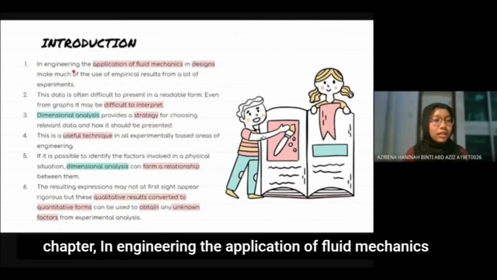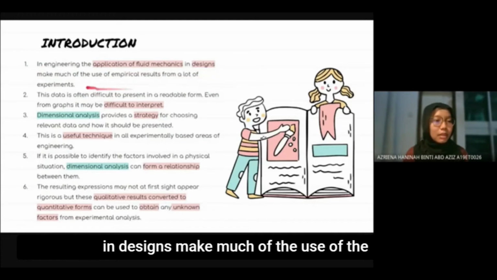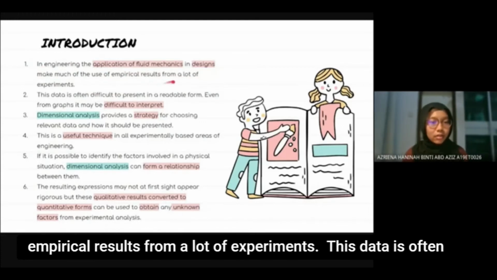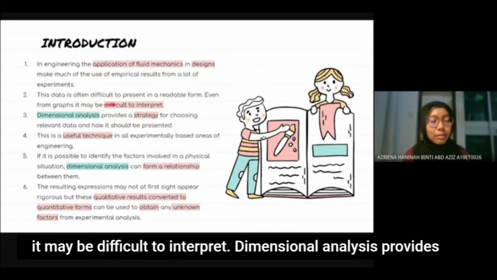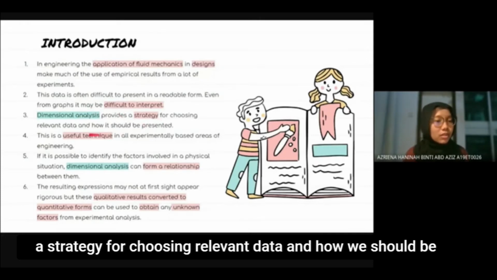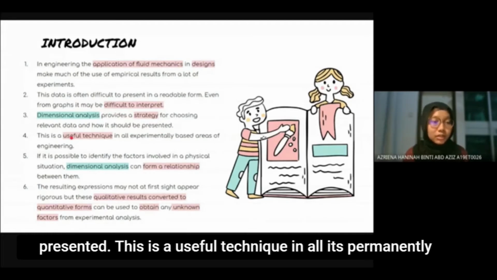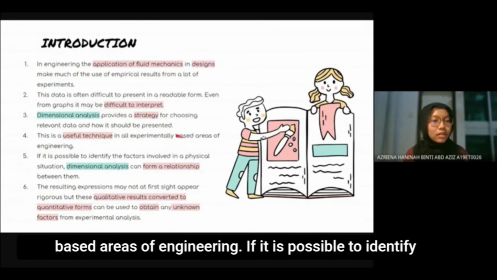In engineering, the application of fluid mechanics in designs makes much use of empirical results from a lot of experiments. This data is often difficult to present in a readable form. Even from graphs, it may be difficult to interpret. Dimensional analysis provides a strategy for choosing relevant data and how it should be presented. This is a useful technique in all experimentally based areas of engineering.